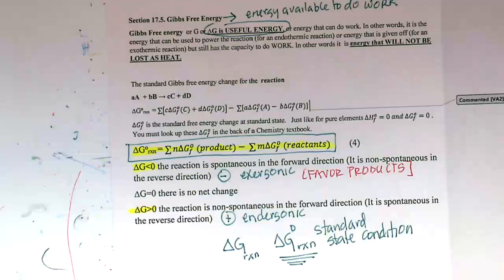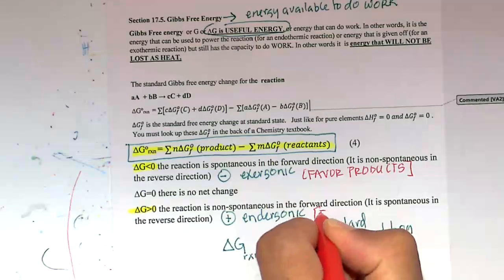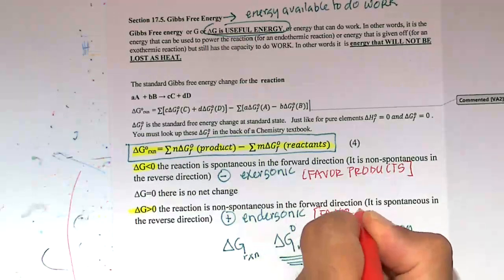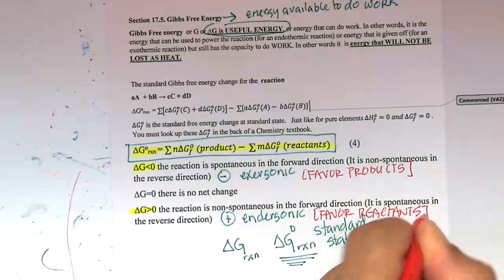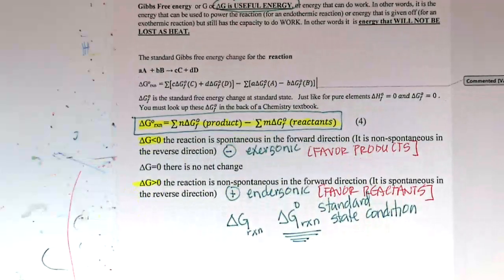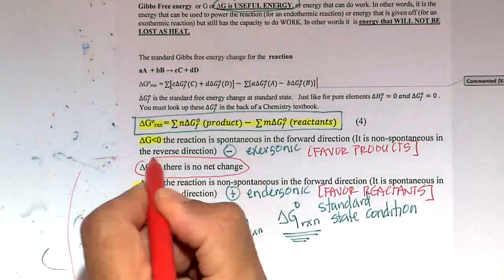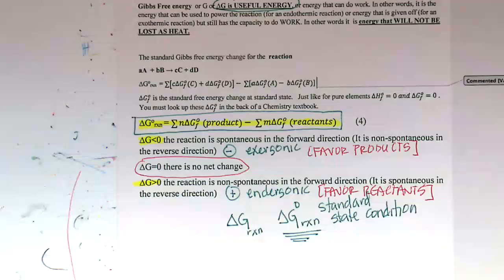Delta G is the final arbiter. It determines whether the reaction will go to products or not. So if it's endergonic, it requires energy to fulfill the reaction, so it's going to favor the reactants. This is a reaction that will not happen. And if delta G is 0, then it does not favor products and it does not favor reactants.